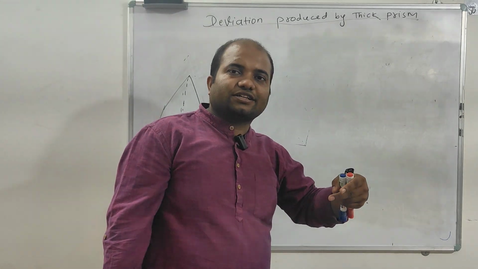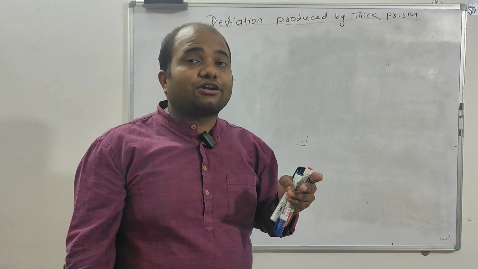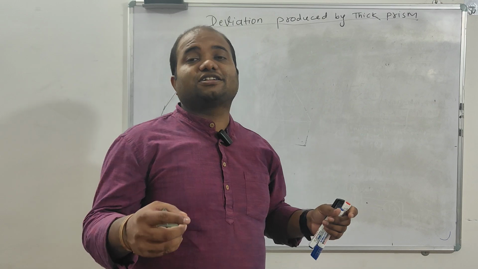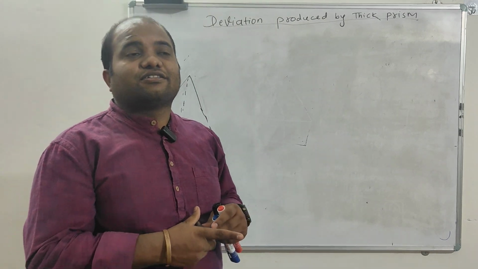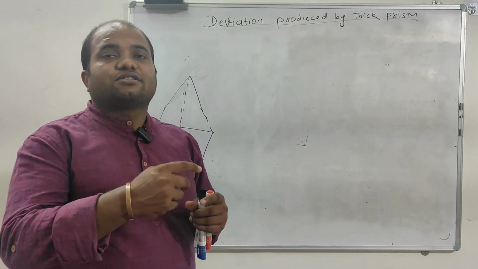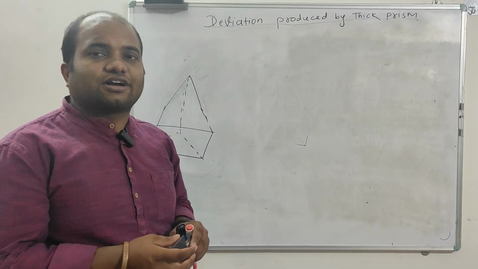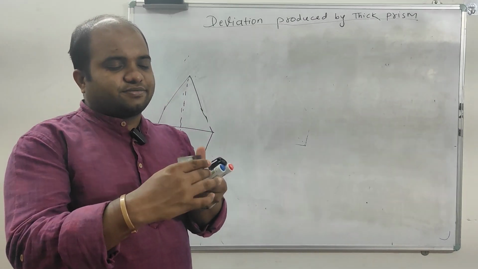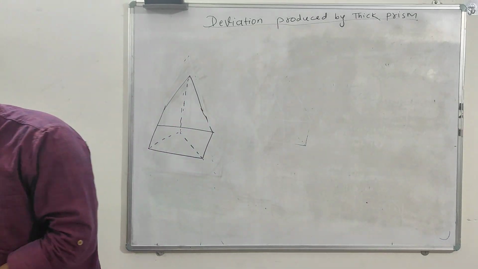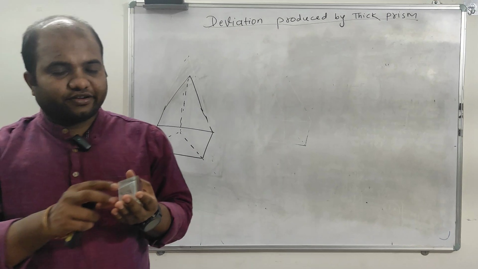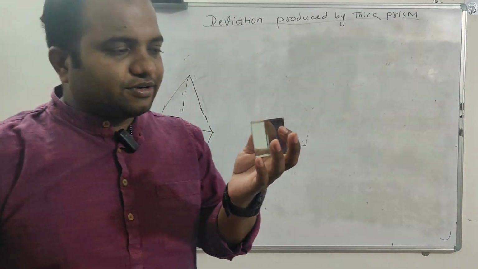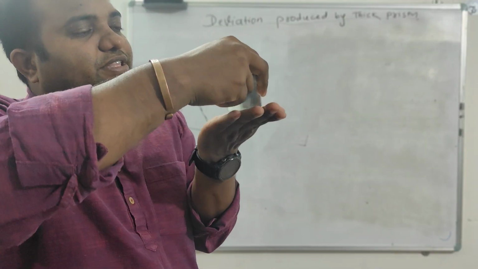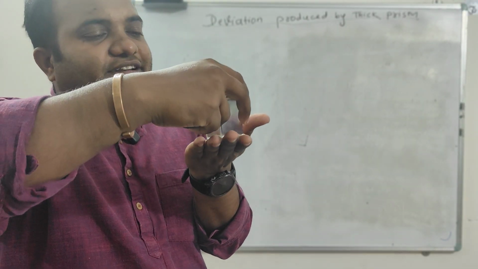Deviation means it changes the direction of light. And it disperses the light, that means if white light is passing through the prism, it splits into multiple colors. I have here one prism. This is a triangular prism. I hope you are able to see. And triangular prism in the sense the base is a triangle.